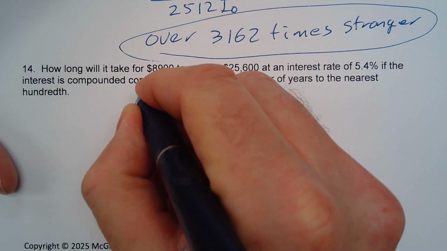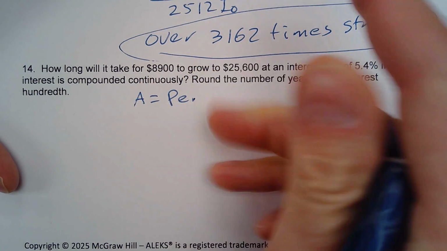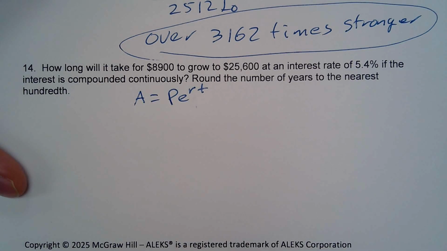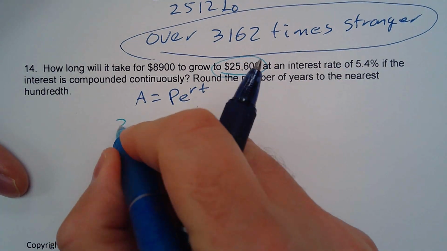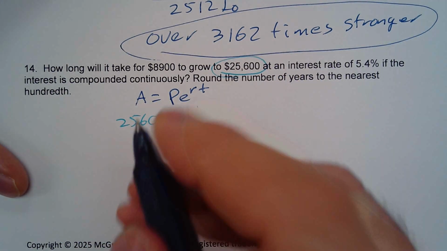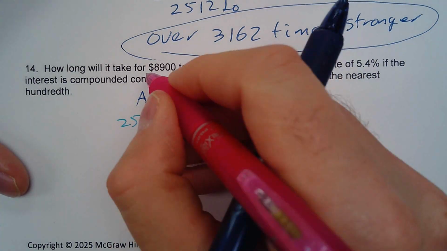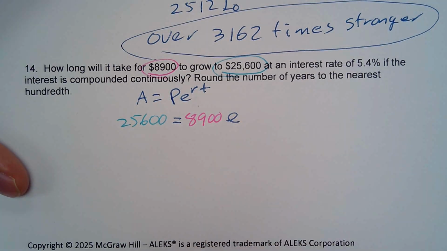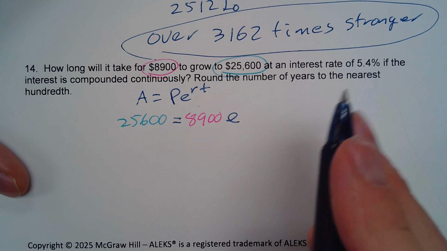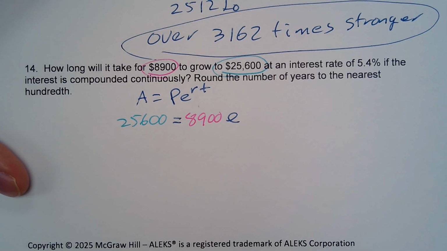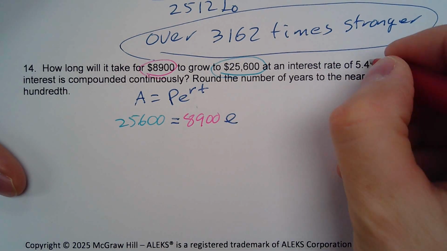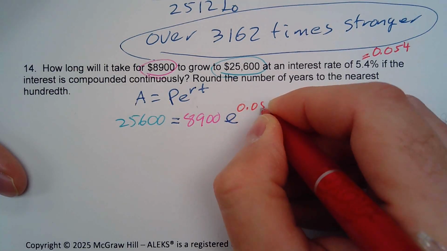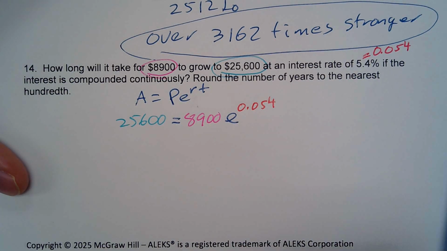All right, so we're using A equals P e to the rt. So my A here is the 25,600. My P here is the 8,900. My r here, well, I have to write that as a decimal. So that'd be 0.054. And we're trying to solve for t.